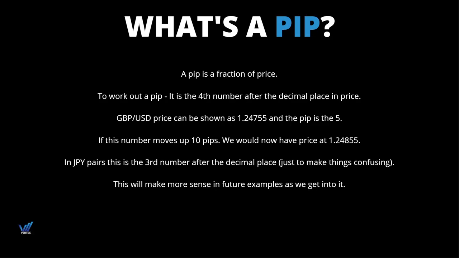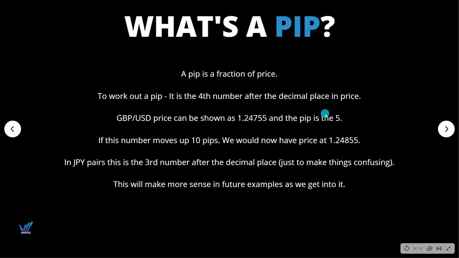So yeah, what's a pip? A pip is a fraction in price. To work out a pip, it's the fourth number after the decimal place in price. For example here, GBP USD price can be shown as 1.24755, and the pip is the 5, which is right here. The first 5, I shouldn't have used two 5s, but yeah, this one right here is the pip. If this number moves up 10 pips, price would now be at 4855 instead of 4755.